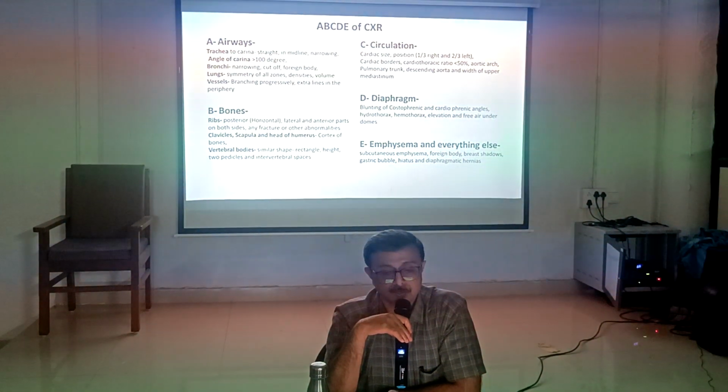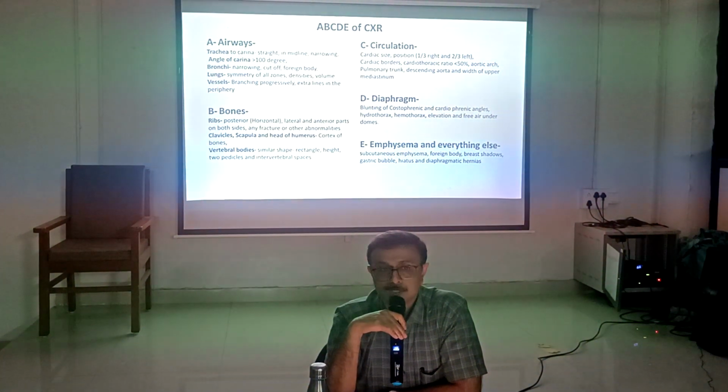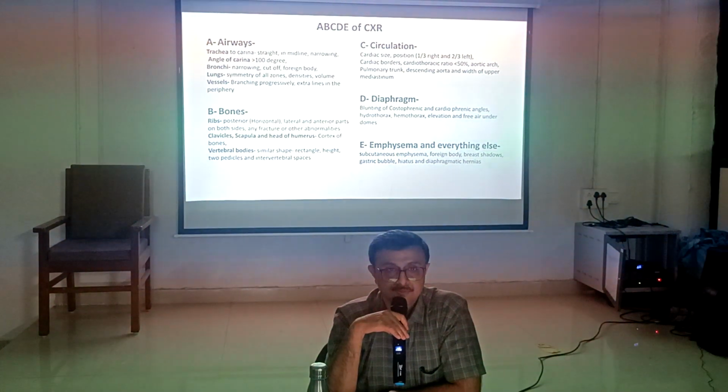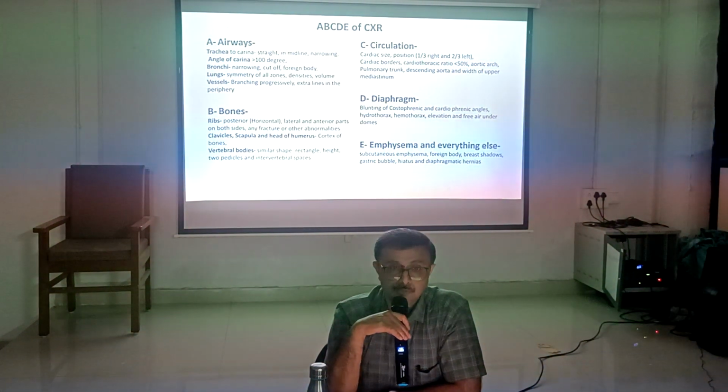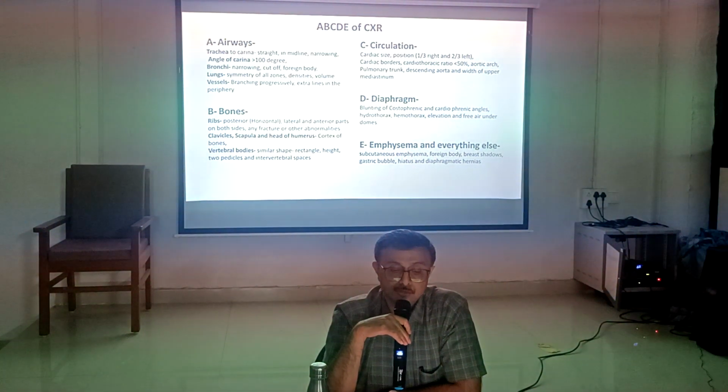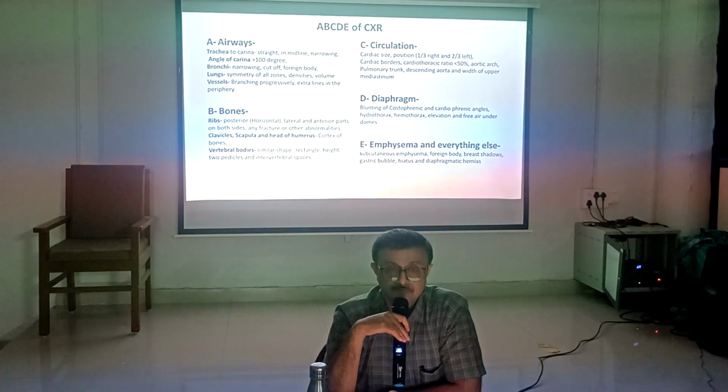Then circulation, meaning cardiac size and position, one third right and two thirds left. And what is the cardiac silhouette? Cardiac borders. Cardiothoracic ratio less than 50% is normal.